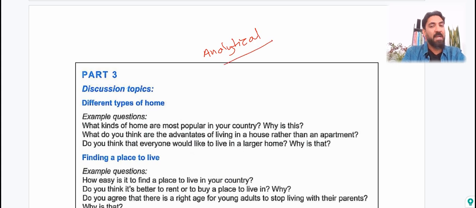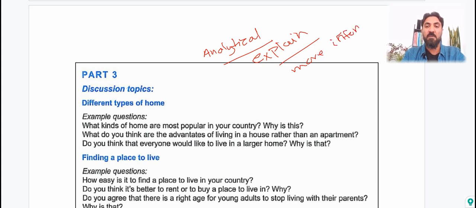What I mean by analytical is you must analyze the questions. You must explain the questions in more detail. You must give more information. So this is the difference between section 1, section 2, and section 3.